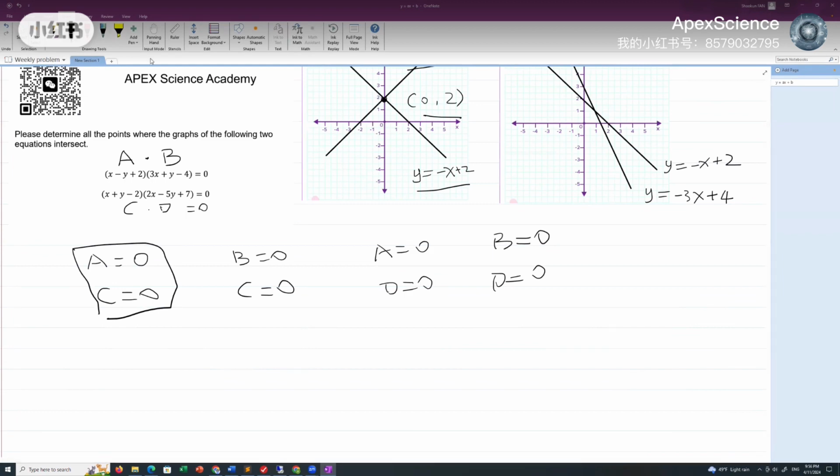So b equals 0, which means 3x plus y minus 4 equals 0. And c equals 0, which means x plus y minus 2 equals 0. Okay, so how do we graph these two equations? Well, same thing as before. So we can just rearrange this formula. So the first formula can be rearranged into y equals minus 3x plus 4.